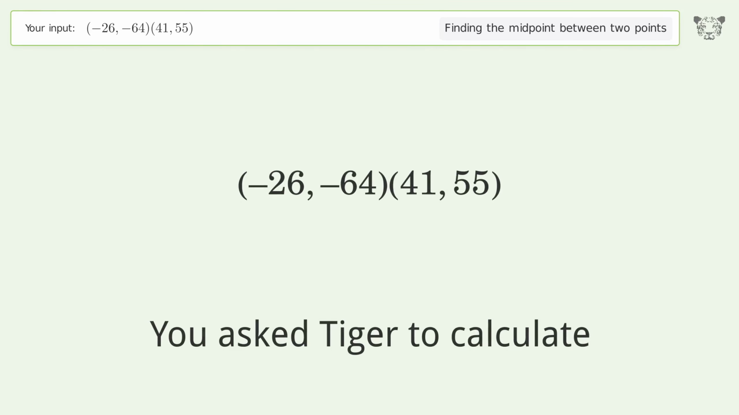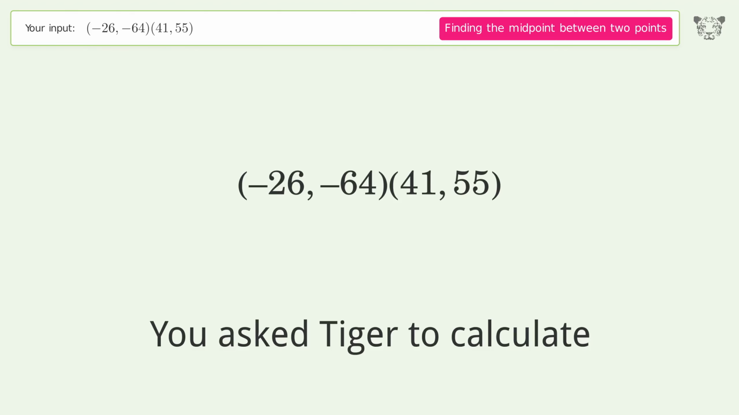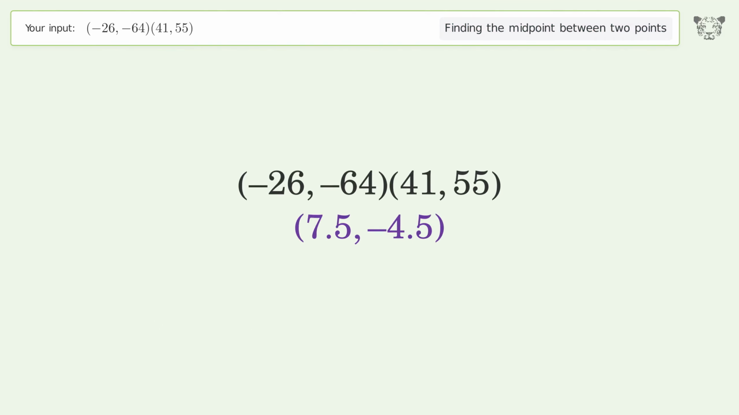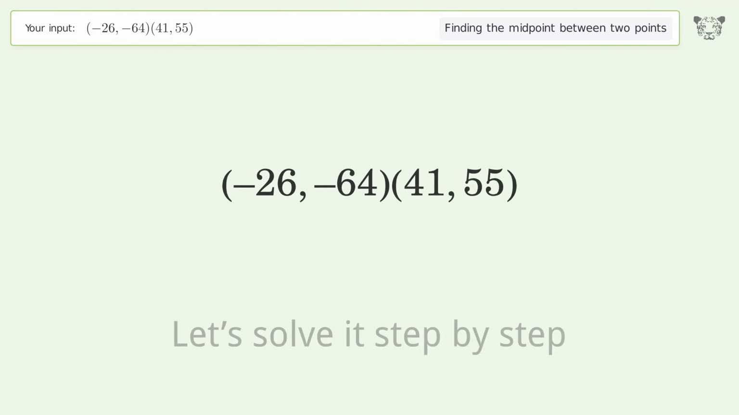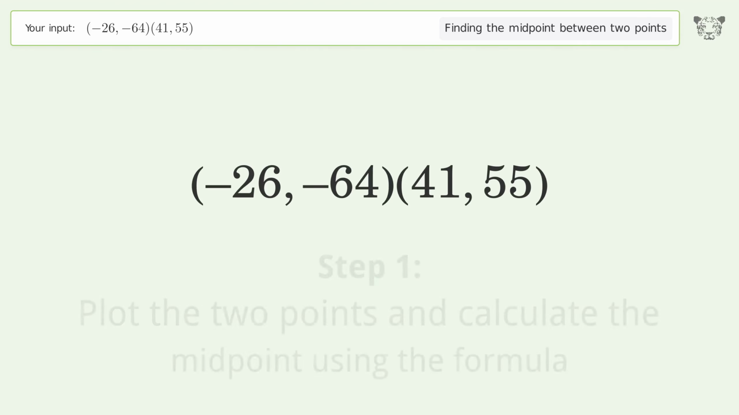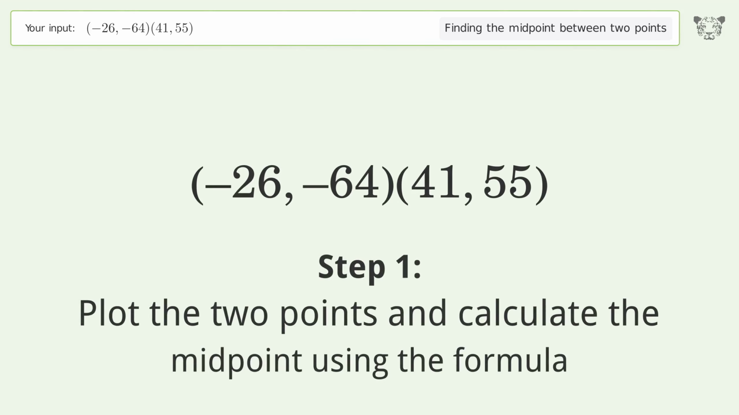You asked Tiger to calculate. This deals with finding the midpoint between 2 points. The midpoint between the 2 points is (7.5, -4.5). Let's solve it step by step. Plot the 2 points and calculate the midpoint using the formula.